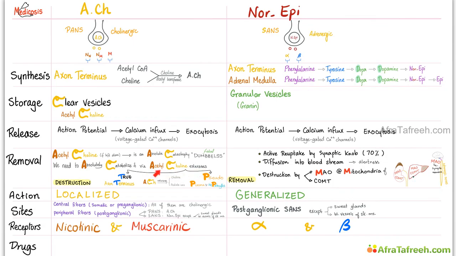Why do you do this? Because if I leave acetylcholine in your blood, it will lead to diarrhea, urination, miosis, bronchospasm, bradycardia, emesis, lacrimation, sweating, salivation.